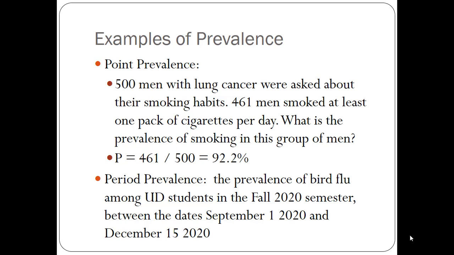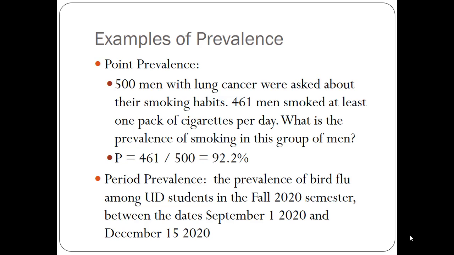Here are a couple examples of prevalence. Point prevalence: you have 500 men with lung cancer who were asked about their smoking habits. 461 men smoked at least 1 pack of cigarettes per day. What is the prevalence of smoking in this group of men? Prevalence equals 461 divided by 500 to give a prevalence rate of 92.2%.